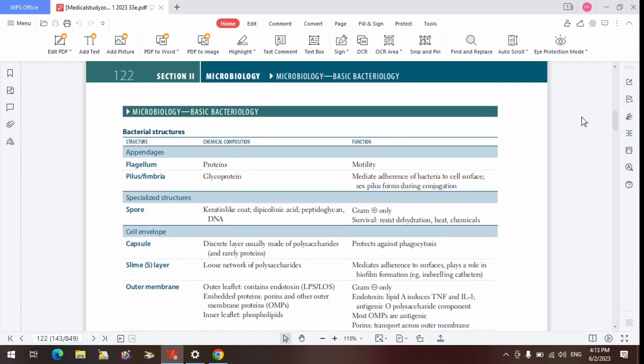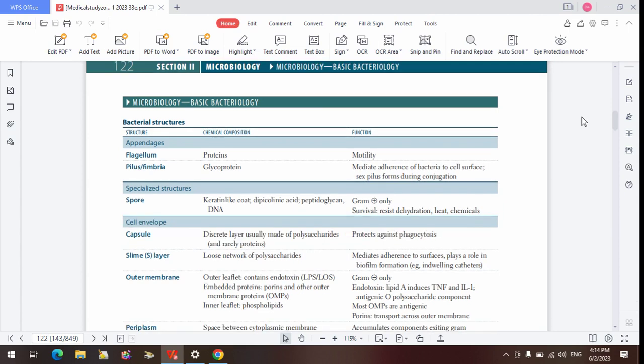So this is the beginning of microbiology, and we'll be starting with basic bacteriology. Basic bacteriology.